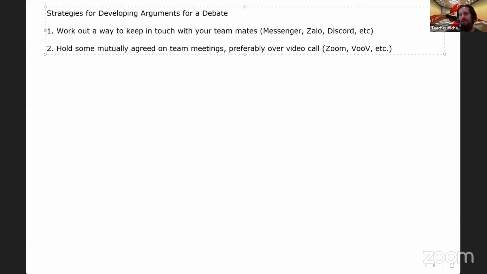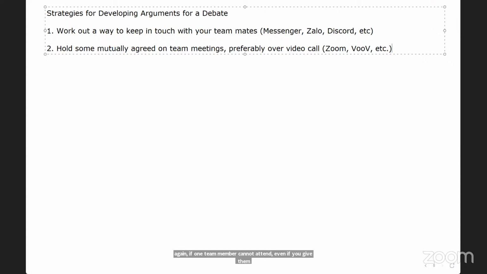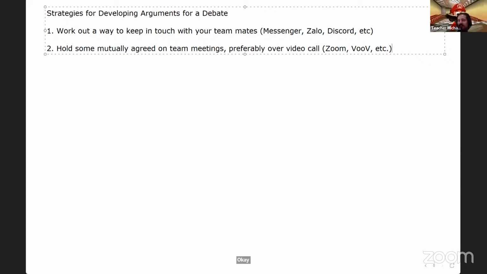So number 2 is to hold some mutually agreed on team meetings. Mutually agreed on means that before the meeting has taken place, every member of the team has said, yes, I can attend this meeting at this time. Because again, if one team member cannot attend, even if you give them notes, there are still ideas and lines of conversation that have taken place that every team member should be there for, because something someone says may just spark an idea in another teammate. You bounce ideas off of each other. So number 3.